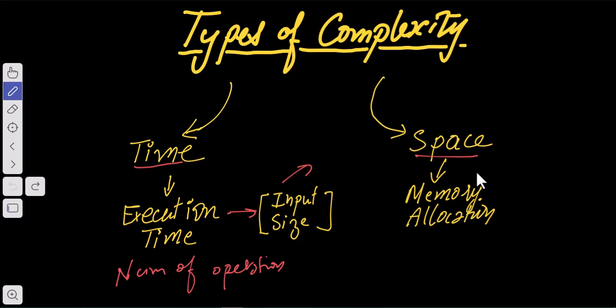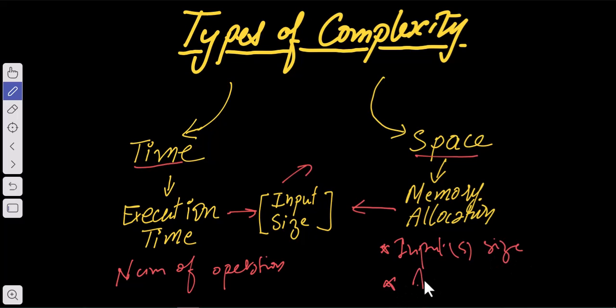Same goes for space complexity, which tells us how memory allocation increases as the input size goes larger, and it is quantified by identifying the space needed for the input size plus the auxiliary space needed for the algorithm to run.